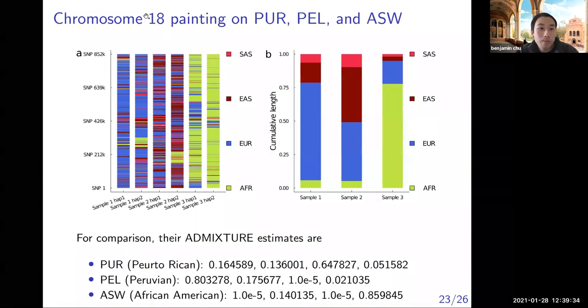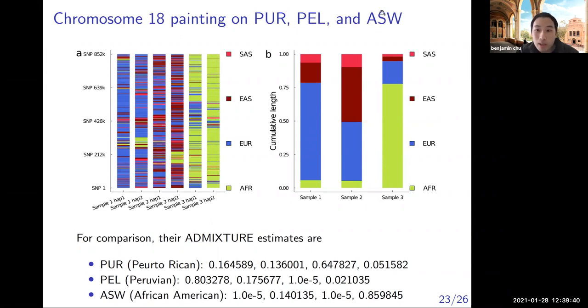We look at one chromosome, chromosome 18, and the three admixed samples we chose were Puerto Rican, Peruvian, and African American. So let me just pick the African American as an example. You can look at this chromosome and say, okay, he's mostly African American, right? Green color, most of them are. But there are some small blocks right here and here where this person's genotype is from European ancestry, and very small blocks that are from Asian, which we think is an approximation for Amerindian populations.